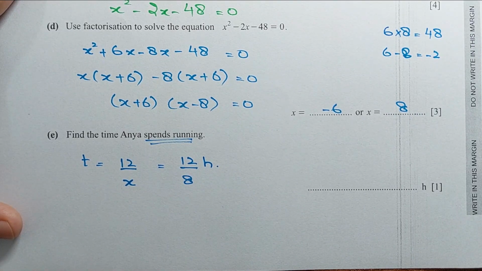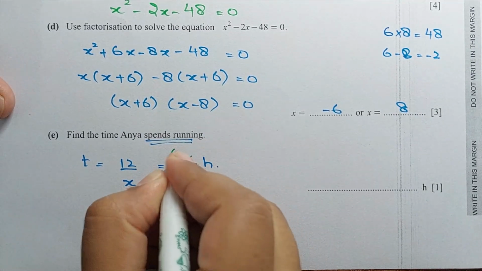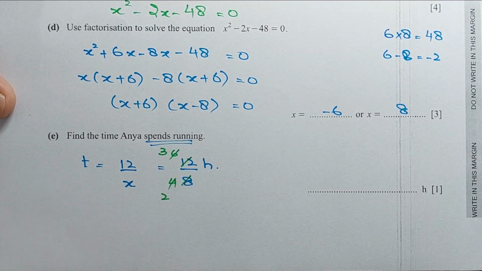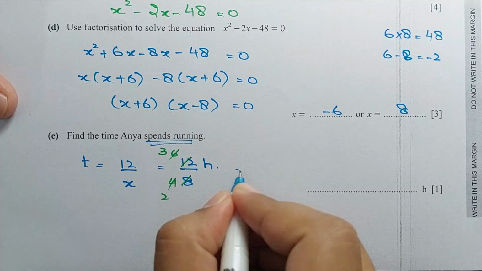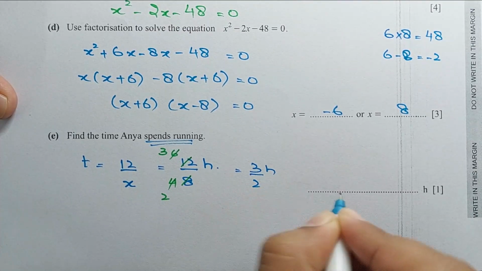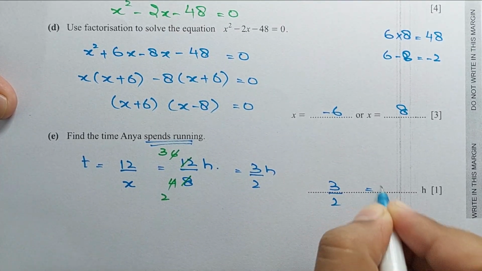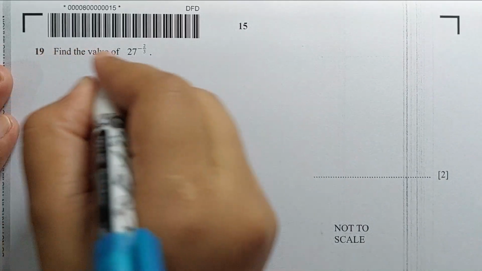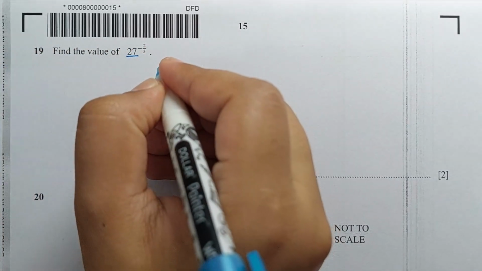Or we can simplify it. 2 times 6 is 12, 2 times 4 is 8, 2 times 2 is 4, 2 times 3 is 6. So 3 by 2 hours, or this is basically equal to 1.5 hours. Question number 19, find the value of 27 to the power minus 2 by 3.